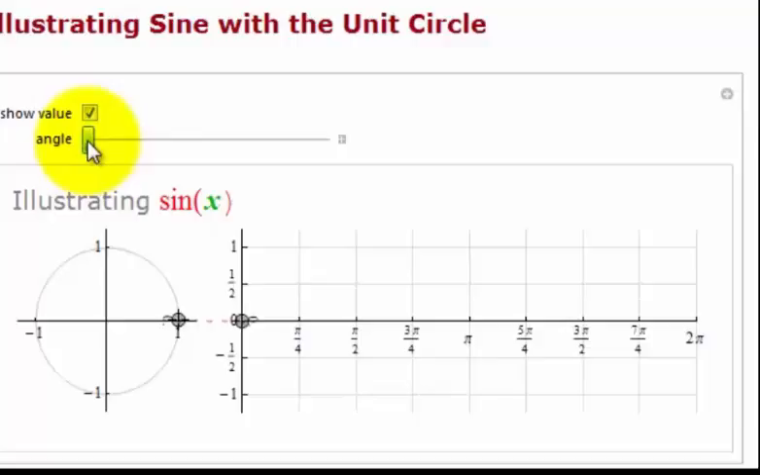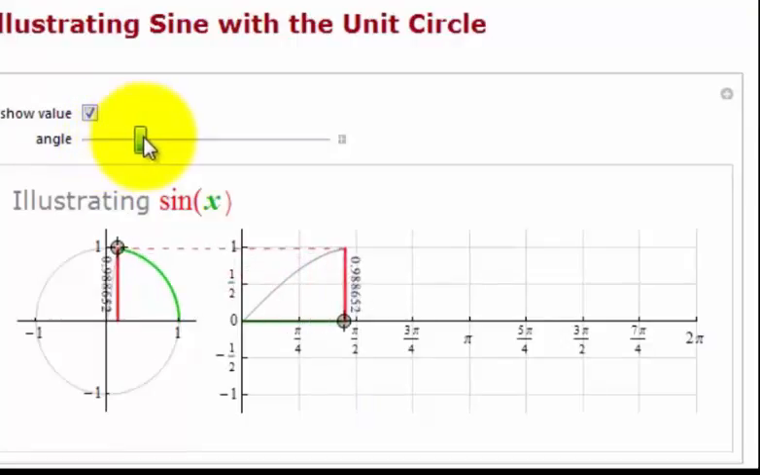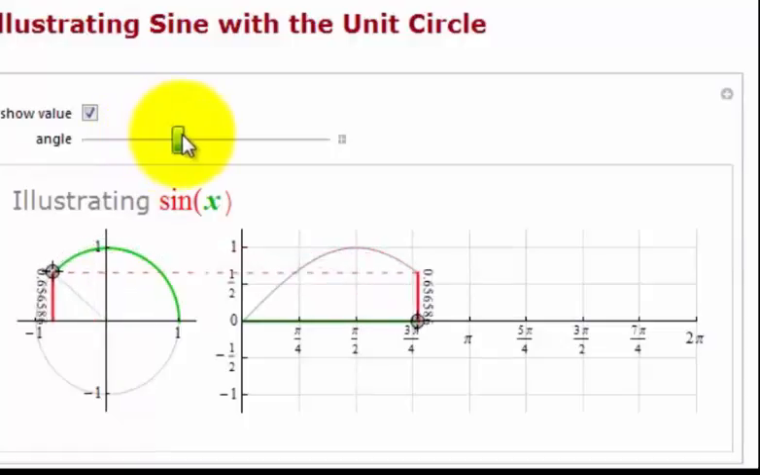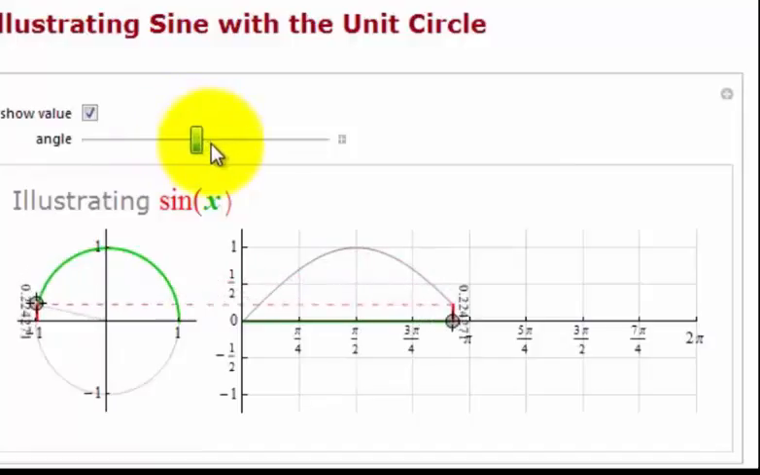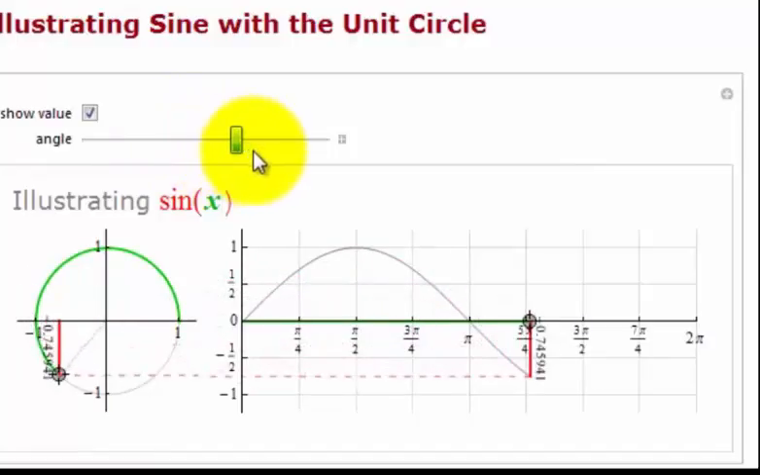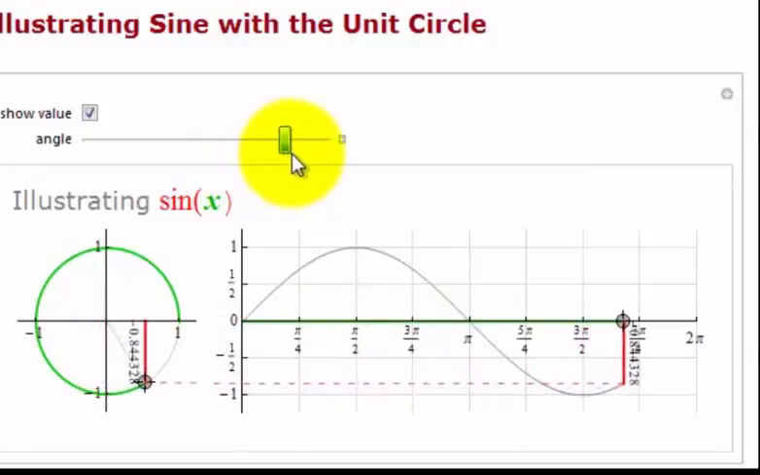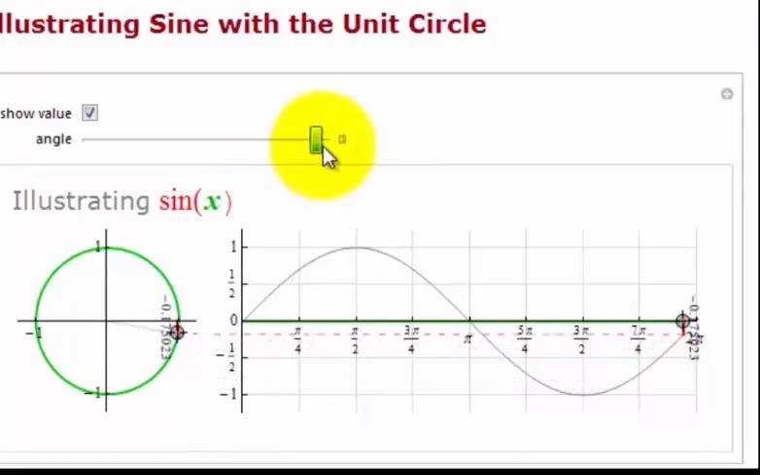So notice at 0, the sine function value is equal to 0. Then as it approaches pi over 2 radians, the sine function value approaches positive 1. So it's increasing now. And then at pi over 2, it reaches a value of 1. And then from pi over 2 to pi, it decreases back to 0. And then from pi to 3 pi over 2, it continues to decrease to a function value of negative 1. And then from 3 pi over 2 to 2 pi, it increases back to a function value of 0.